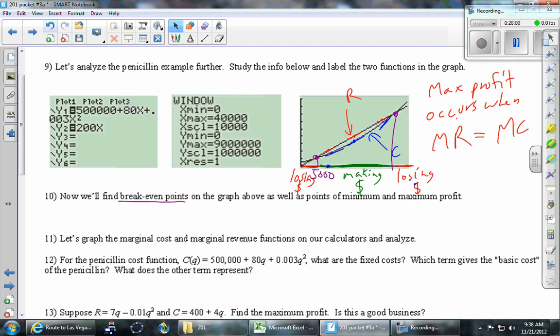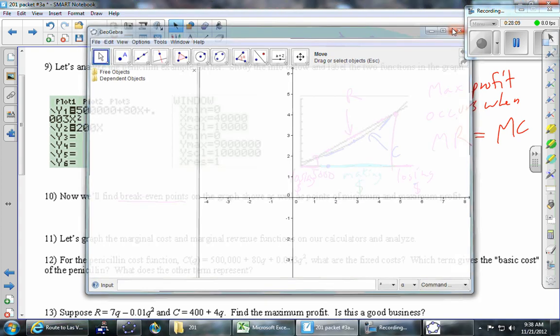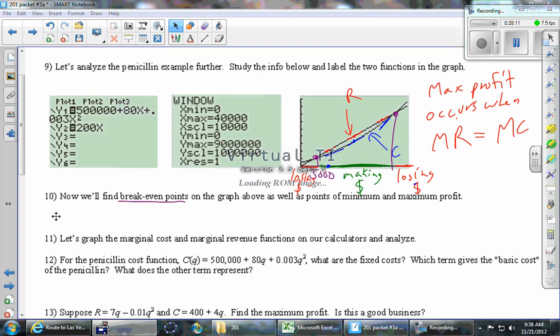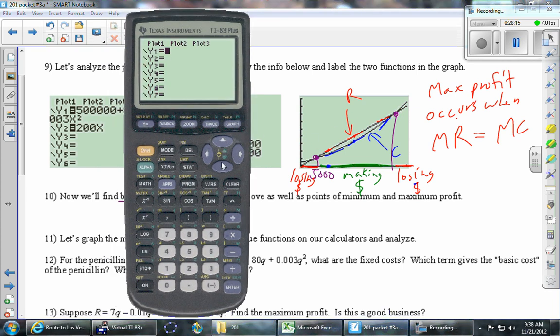Okay, so far so good. Let's graph something here. You can do this on your calculator or you can just watch. I didn't mean to pull up GeoGebra, so let's scratch that. What I'm interested in now is graphing not the total revenue and cost functions, which we have here, but rather the marginal revenue and cost functions.